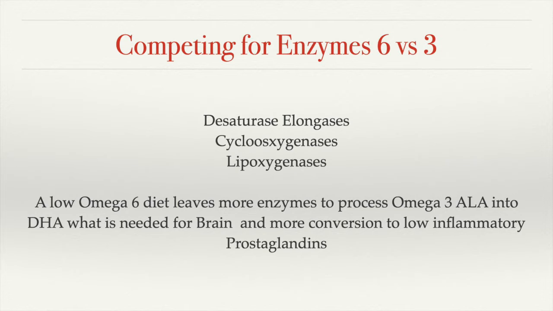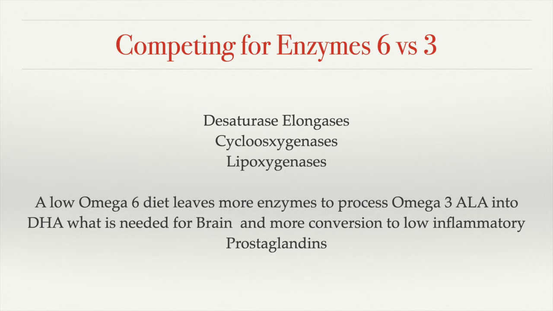The idea of competing enzymes for omega-3 and omega-6 fatty acids is an important concept. If you have a diet that's low in omega-6 fatty acids, then you have more enzymes to process the omega-3 fatty acids into the DHA in the brain, and the omega-3 fatty acids are the ones that are low inflammatory and that are needed for the brain structure. So that's one of the reasons why it's good to eat less of the vegetable oils like corn oil, safflower oil, and other refined vegetable oils.